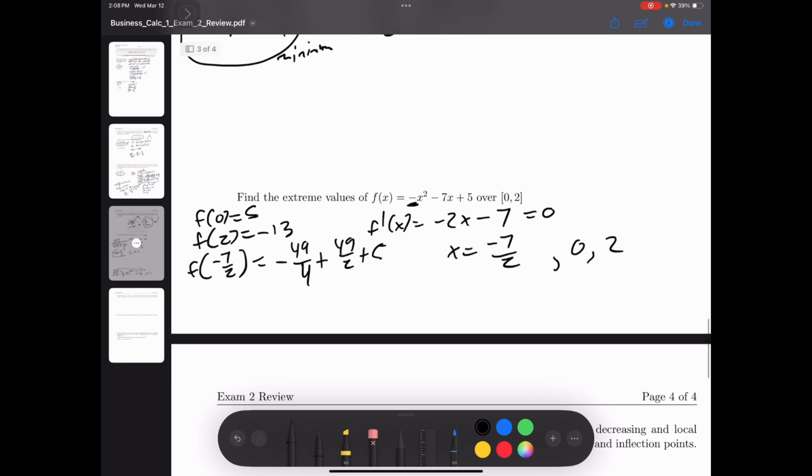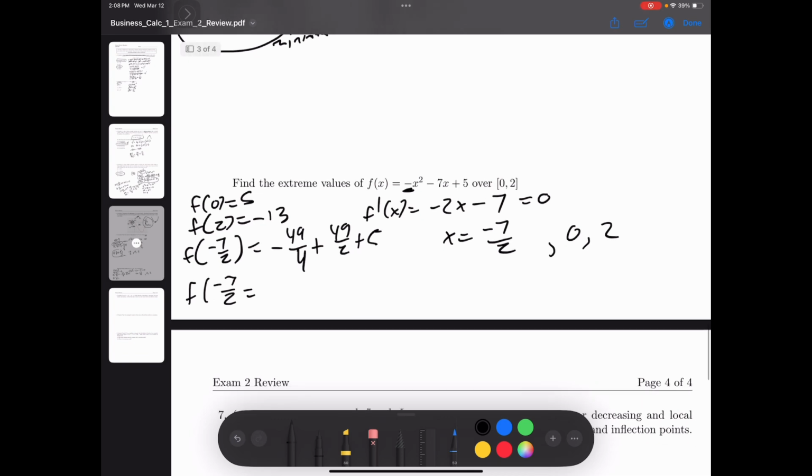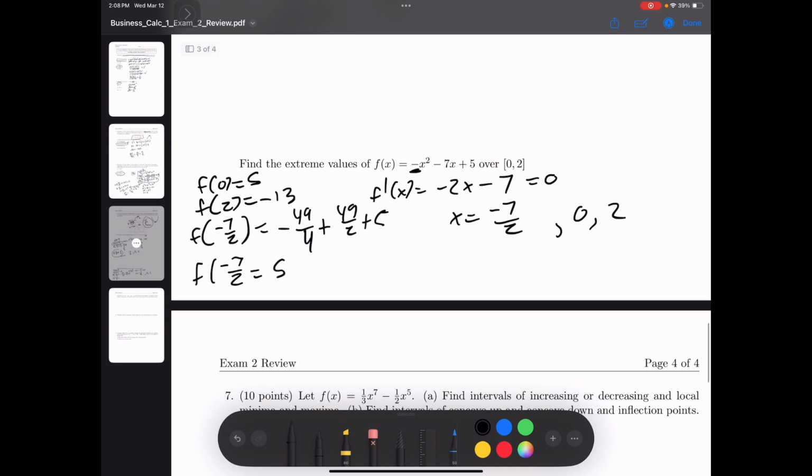Now, we have f of negative 7/2 equals negative 49/4 plus 49/2, which is going to be negative 49/4. So we're going to get 5 minus 49/4. And 49/4, let's just see what this is. Well, 49/4 is actually 12 and 1/4. So 5 minus 12 and 1/4.